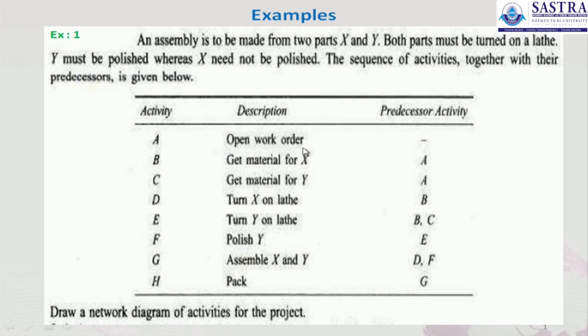For A, it is open work order. B is get material for X, C is get material for Y, D is turn X on lathe, E is turn Y on lathe, F is polish Y, G is assemble X and Y, and H is pack. For the predecessor activities: A is nil, B's predecessor is A, C is A, D is B, E is B and C, F is E, G is D and E, and H is G. Through this table we are going to draw a network diagram of activities for this particular project.